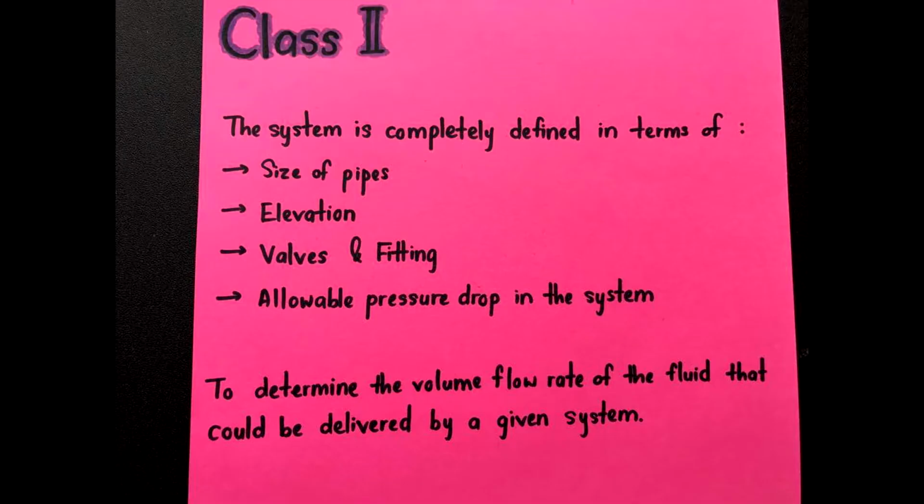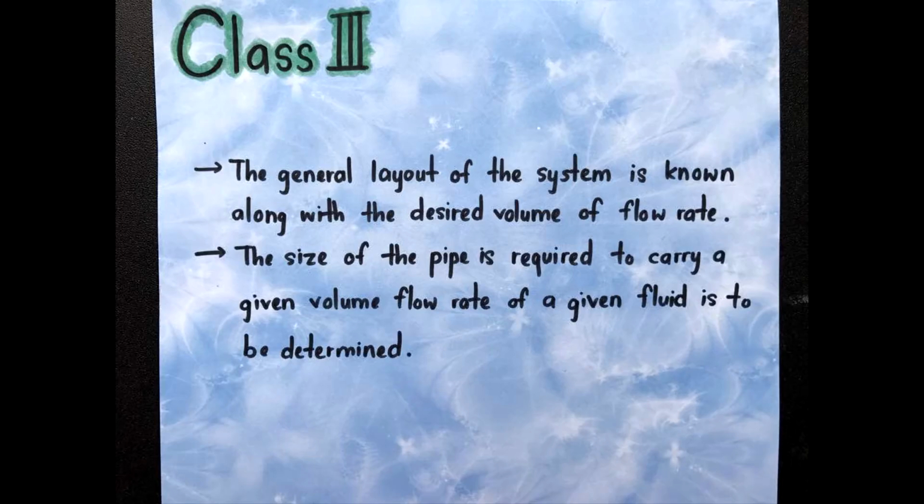For class 2 in the pipeline system, the task is to determine the volume flow rate of fluid that could be delivered by a given system. The system is completely defined in terms of size of the pipes, elevation, valves and fittings, and allowable pressure drop in the system.